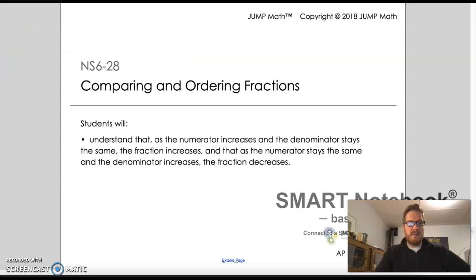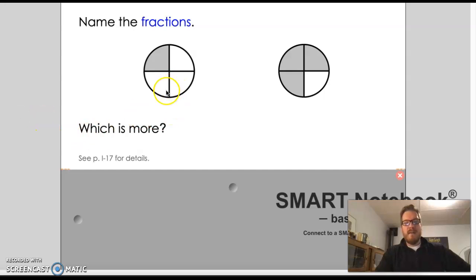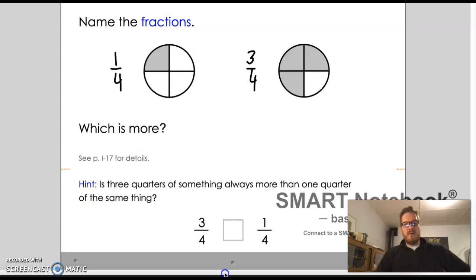Okay, so that first part about the numerator increasing in the fraction or the denominator staying the same. So first we're asked to name the two fractions. Here we have 1/4, and over here we have 3/4. Which is more? Well, the one that's got more pieces shaded in, that is the bigger fraction. That is 3/4. So then what we do is we use those inequality symbols that we've learned about before, and we say that 3/4 is bigger than 1/4.